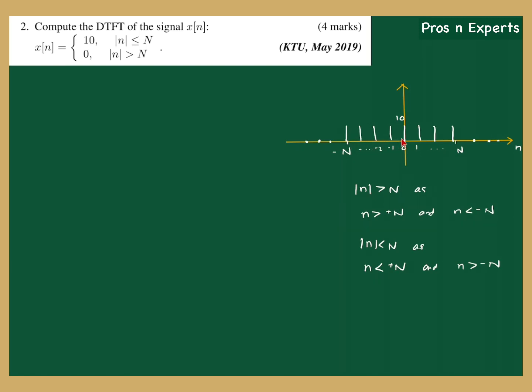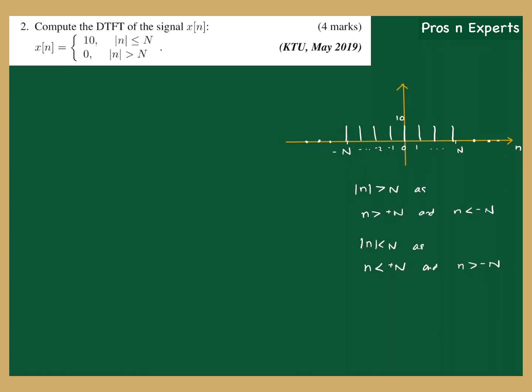In that case the sample is 10, and for n less than plus N, this portion. There also the amplitude is 1. So that's an intuition for the signal, how the signal occurs.